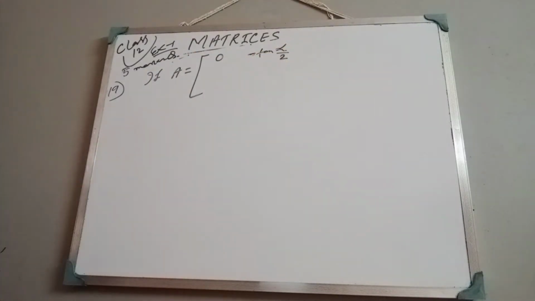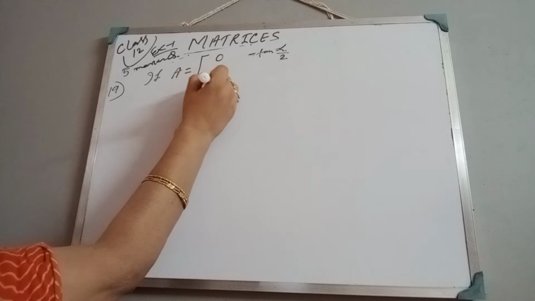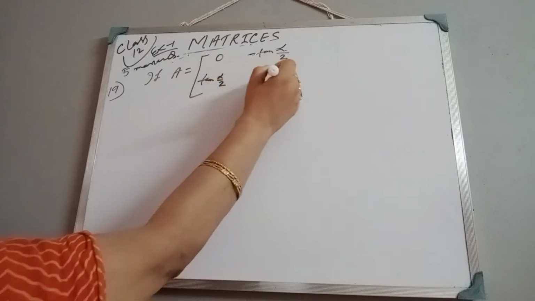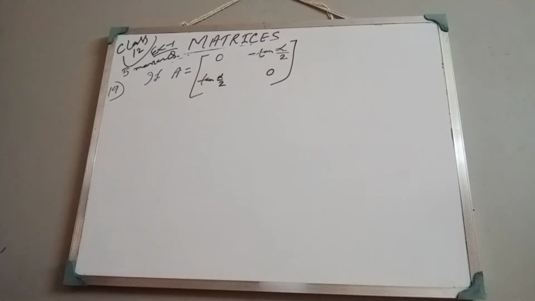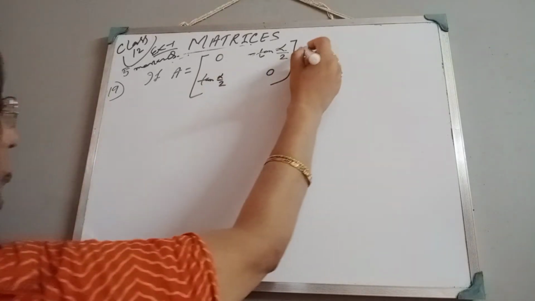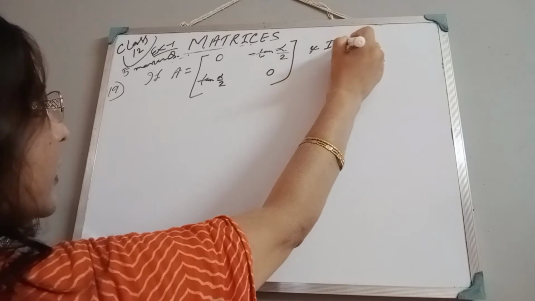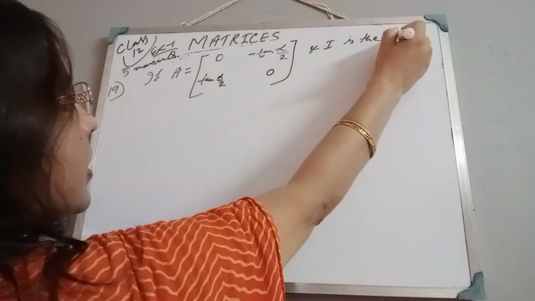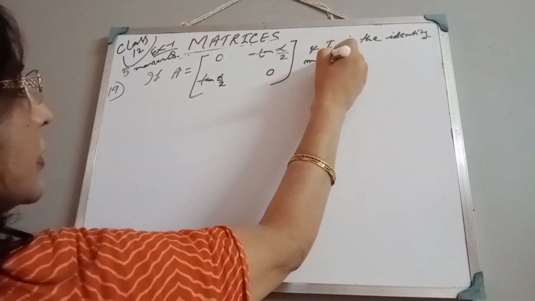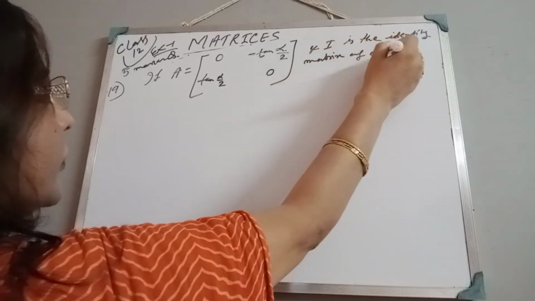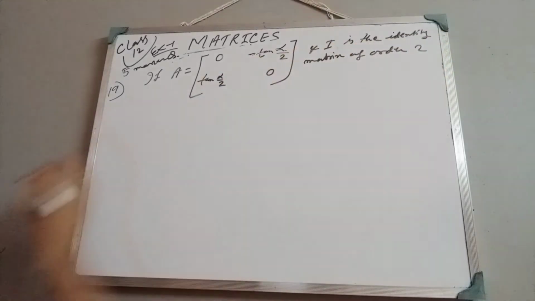0 minus tan alpha by 2, tan alpha by 2, 0. And I is the identity matrix of order 2. And this is given. I is the identity matrix of order 2. Okay.